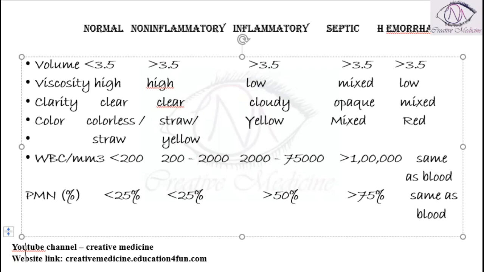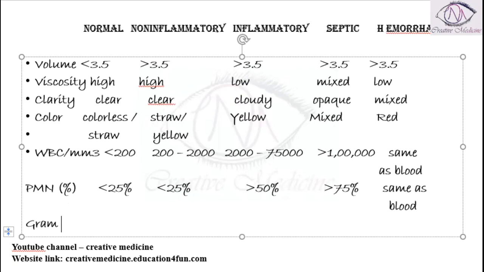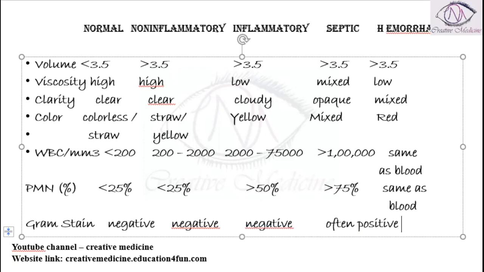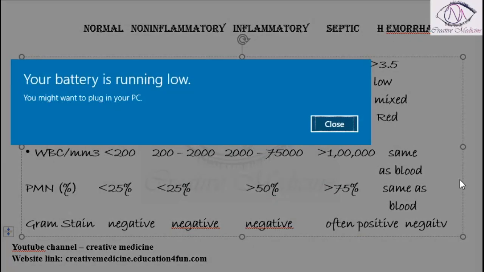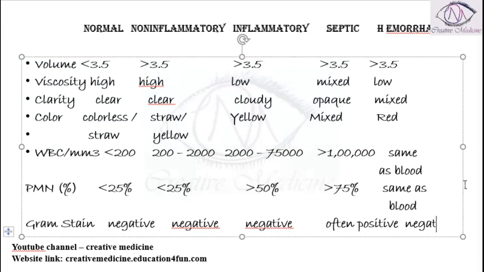Then if you do a gram stain, the gram stain in normal is negative. Obviously in non-inflammatory also it is negative. It is negative even in inflammatory. Whereas in septic, since it is due to bacteria, it will often be positive, and it can again be negative. Even in septic it can be negative if it is due to a gram negative organism. If it is due to a gram positive organism, then it will be positive.